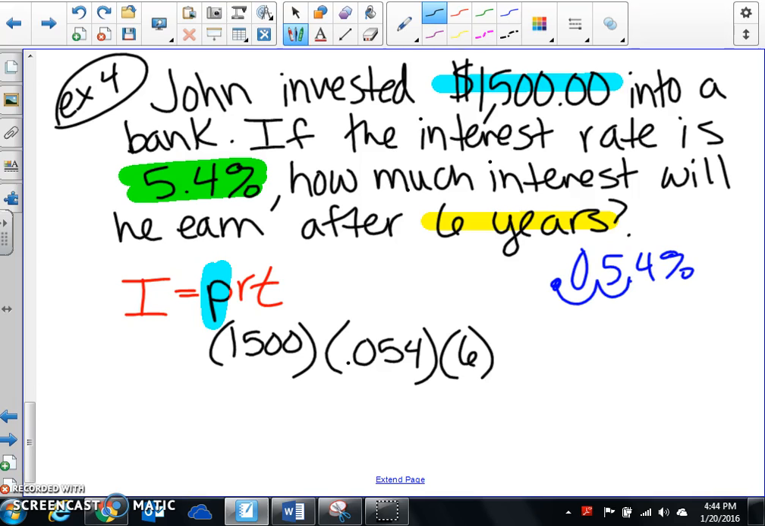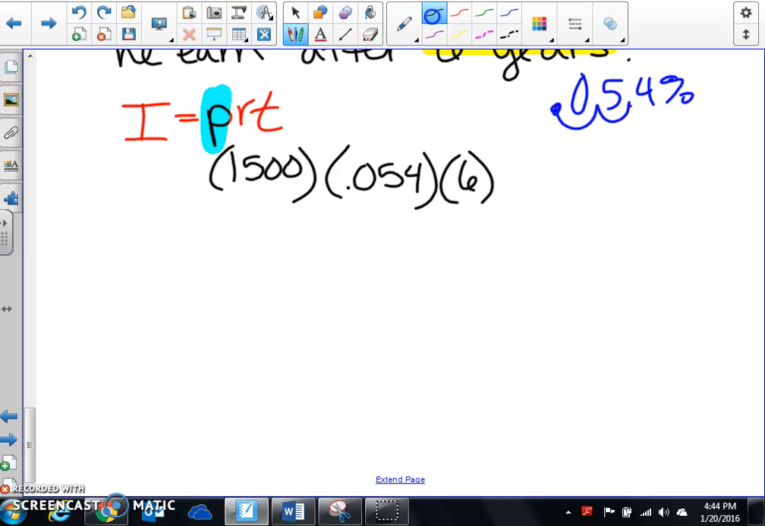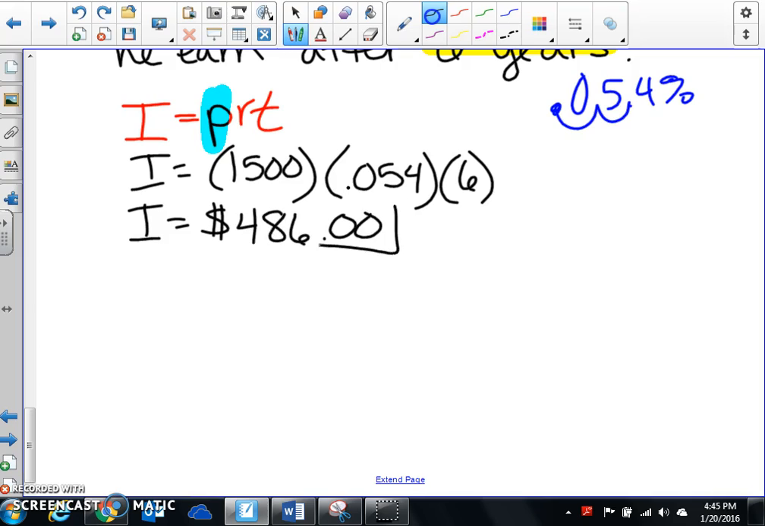Okay, so let's go ahead and calculate this. 1,500 times 0.054 times 6 gives me $486. Yay! Good for John. That's a pretty good little chunk of change.